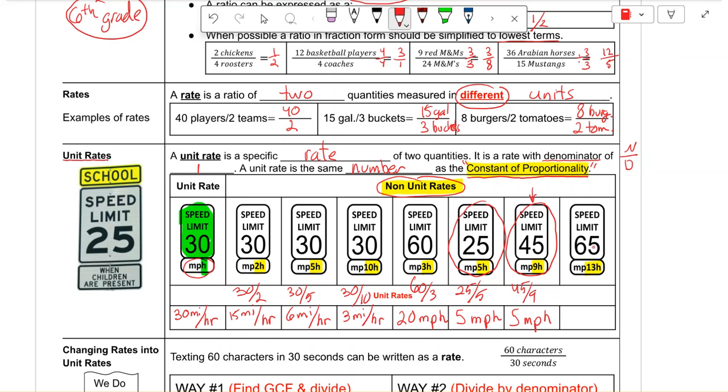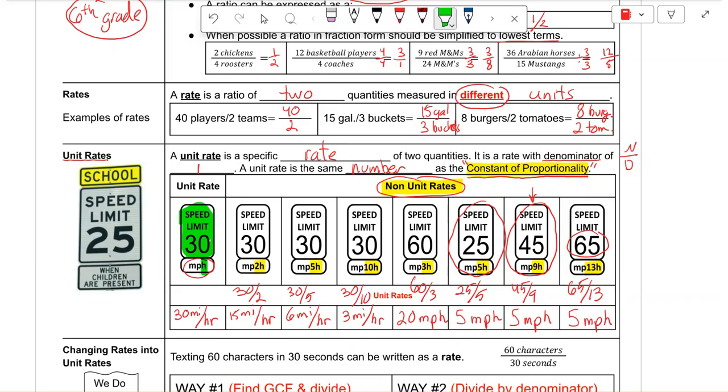And then the last one, 65 miles per hour. You're like, finally, let's get some speed going here. But what is it really? It's miles per 13 hours. So 65 divided by 13 is another 5 miles per hour.